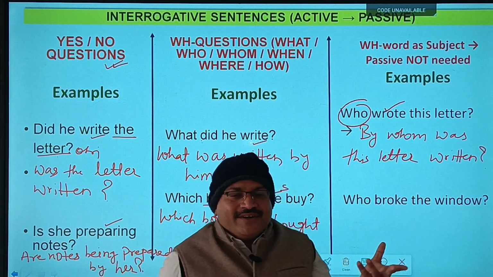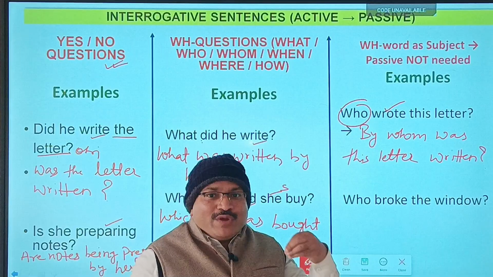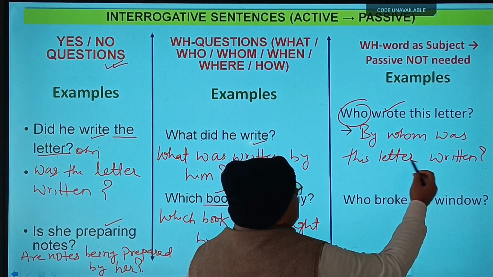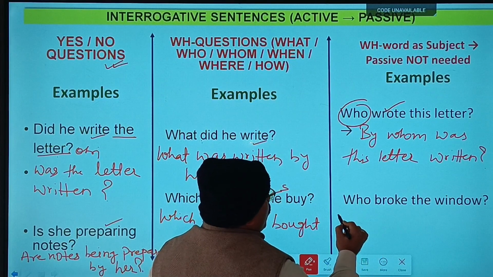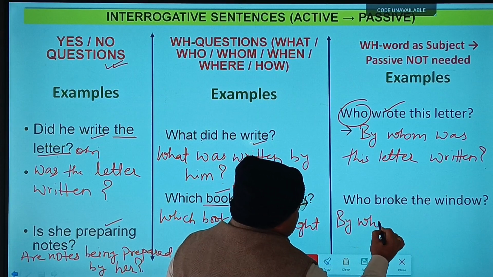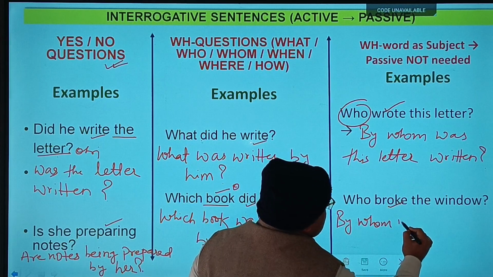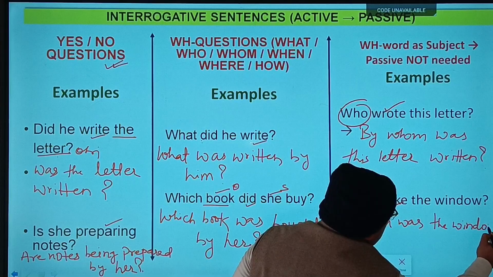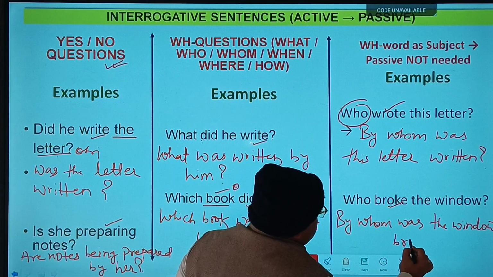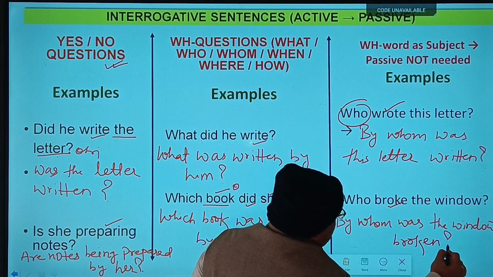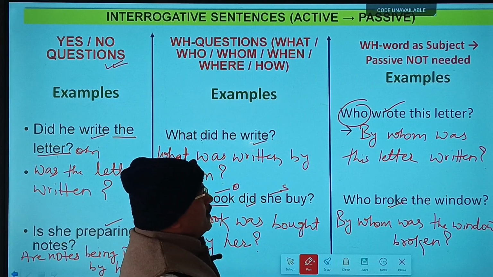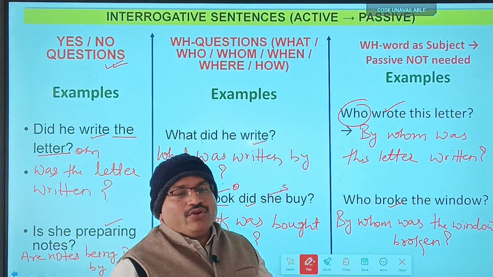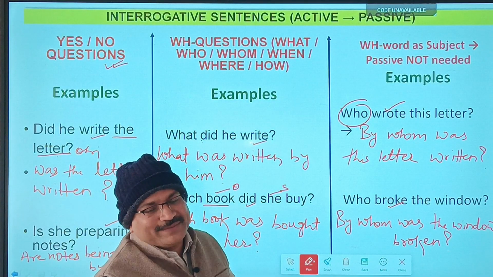Now who wrote this letter? There is no subject here, because we don't know who wrote it. So letter is object. By whom was this letter written? Who broke the window? By whom? Yes or no? Simple past, was the window. Now break, broke, broken. Sign of interrogation. Yes or no? So we have discussed interrogative sentences, how to change interrogative sentences into passive voice.